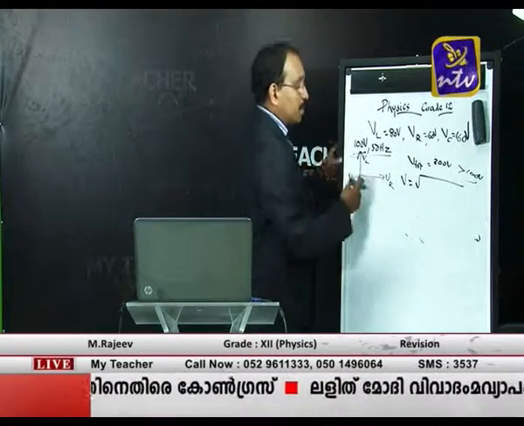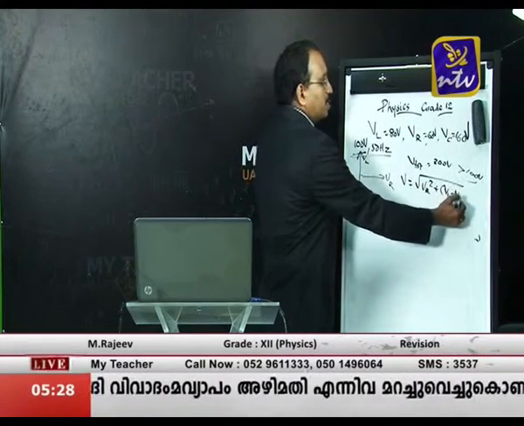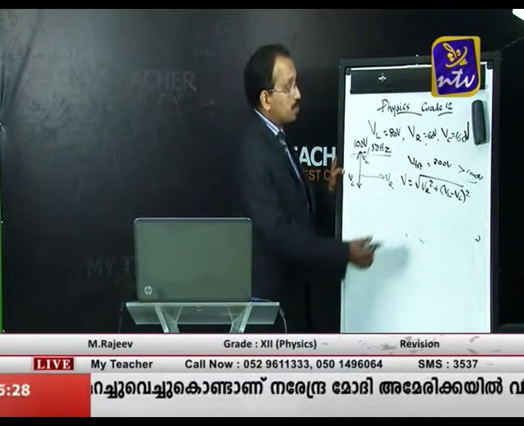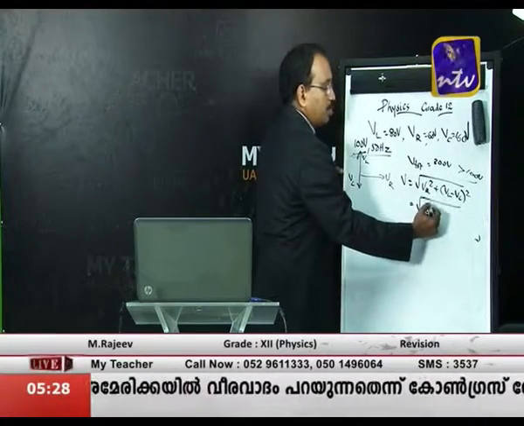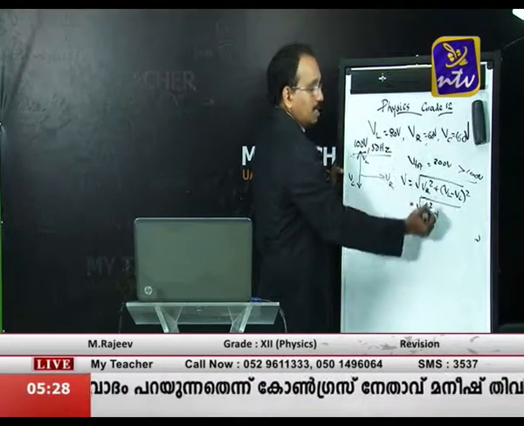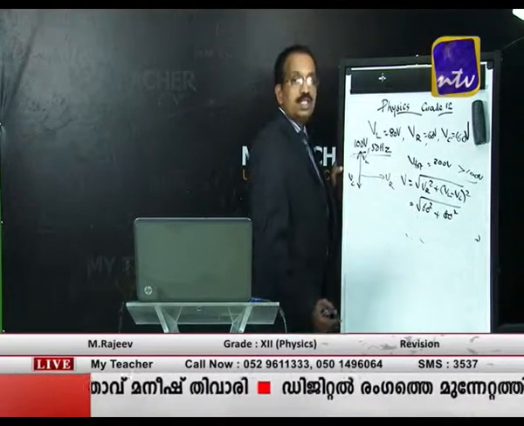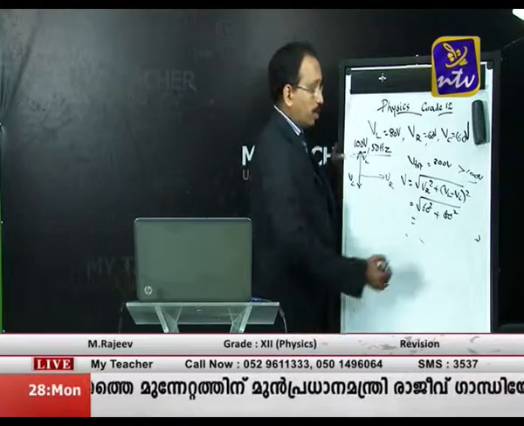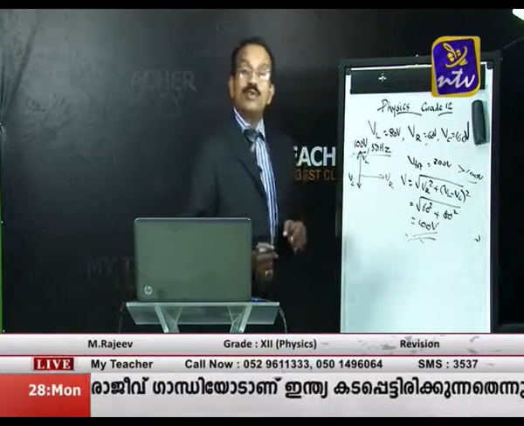When you apply the vector addition concept, what you get is the square root of VR squared plus VL minus VC the whole square. This is how we have to find the total voltage. So, VR squared, which is 60 squared, plus 160 minus 80, that is 80 squared. 60 squared plus 80 squared, square root is 100. See, it is solved. Total voltage is 100 volt.